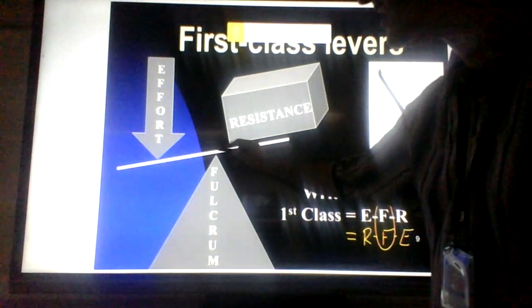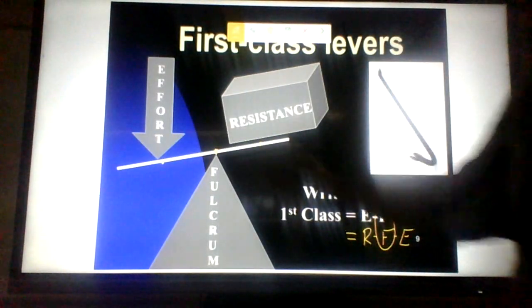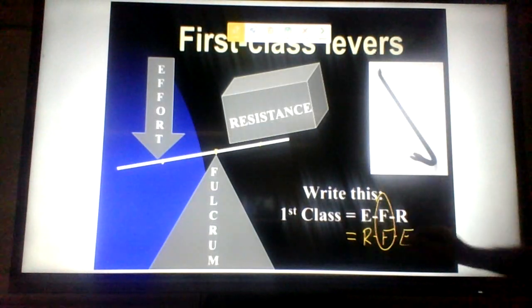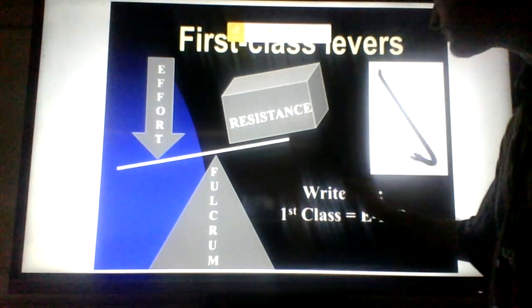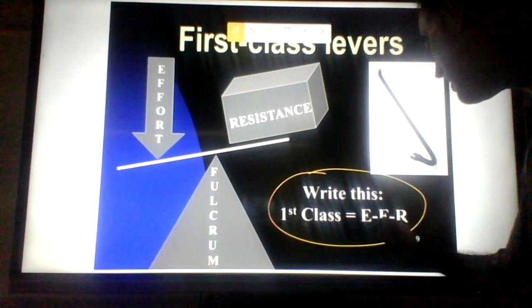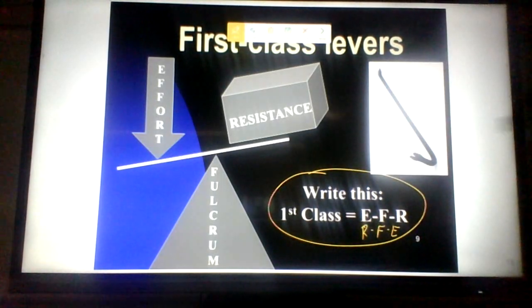Now the fulcrum doesn't have to be exactly halfway. It could be further over here or further over here. As long as the fulcrum is in between effort and resistance, we have a first class lever. So again, this is what you want to know. And it could be RFE. In fact, all 3 classes could be reversed from what you see on the screen. First class lever, effort, fulcrum, resistance, as long as F is in the middle, first class.